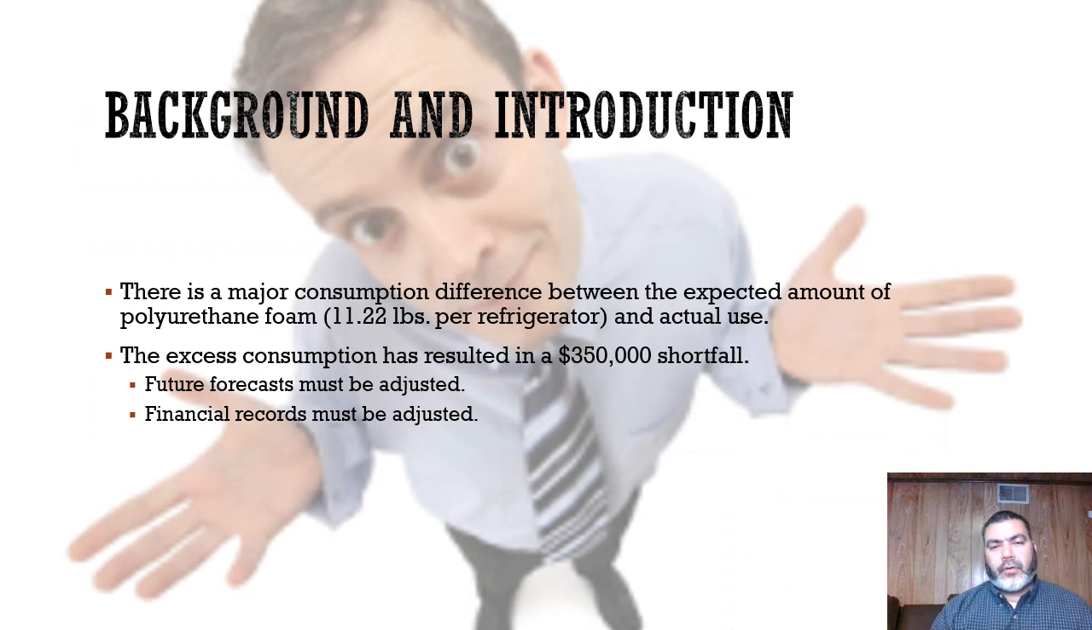Hello, my name is David Cruz, and today we will be examining the accounting offset, the adjustments needed, and some mitigation steps for Parsi Ominous. There seems to be some major consumption differences between the expected amount of polyurethane foam being used on the refrigerator line and the actual use on that line. An excess consumption of $350,000 valuation has been realized, and so we have to make adjustments to future forecasts and the financial records as well.